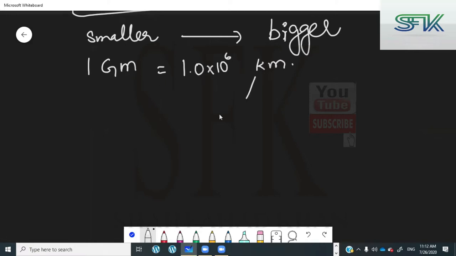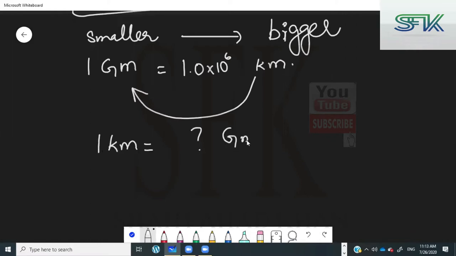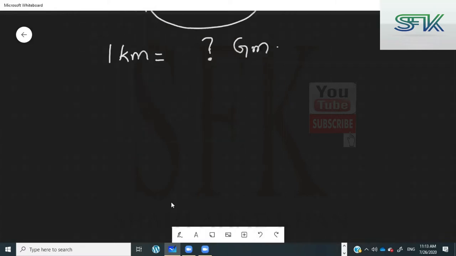But now, how can we go back? What if we have 1 kilometers and I were to ask you, what is it equal to? How many gigameters is it equal to now? So now let's see how to do this.